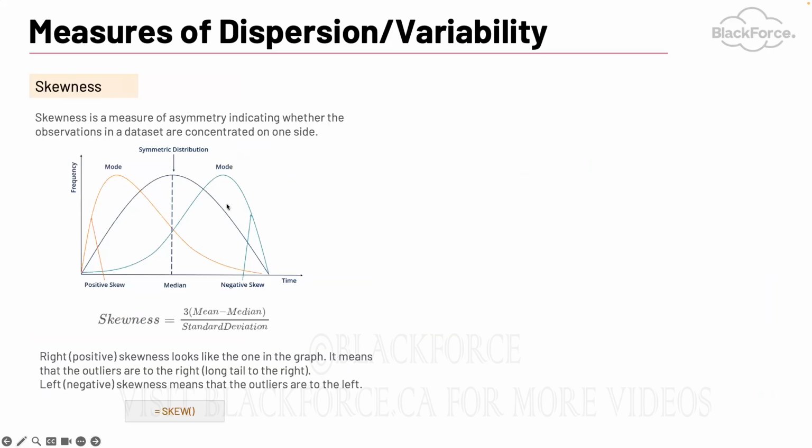So skewness, we've talked about a bit. It's just one way to measure it: mean minus median.